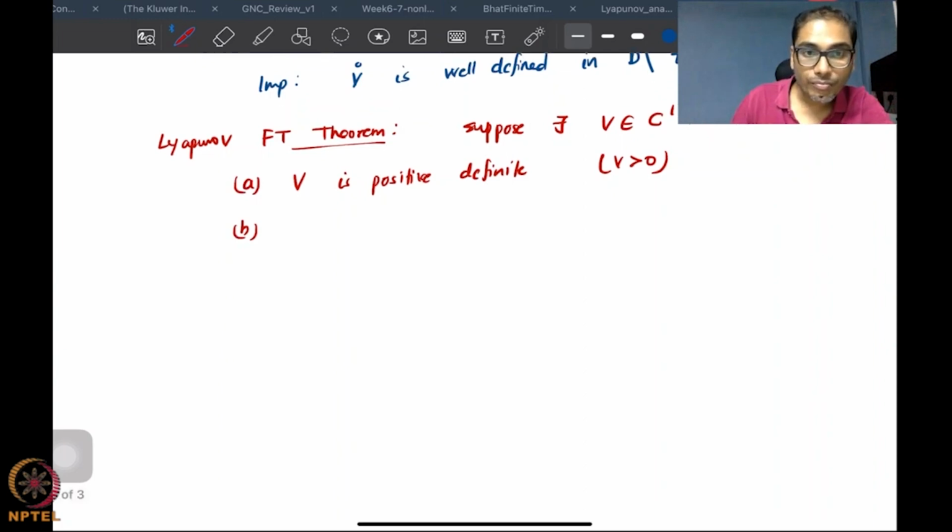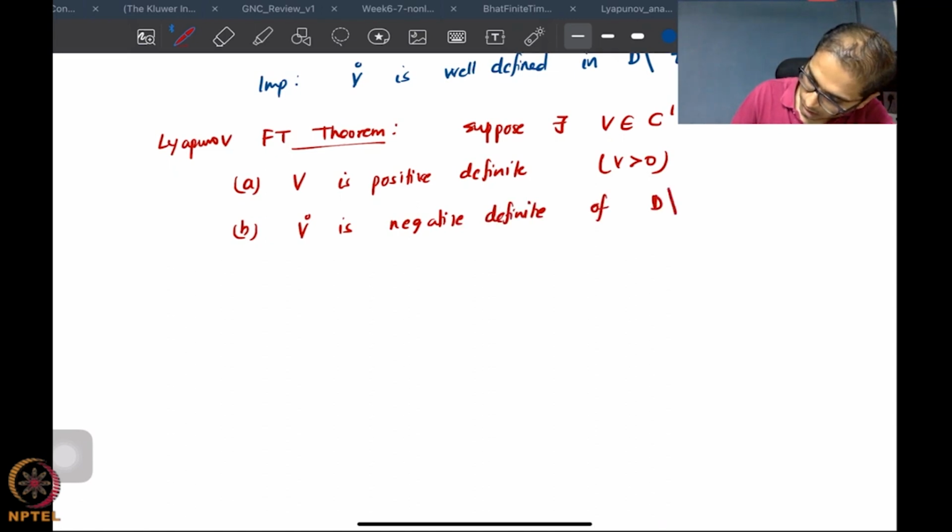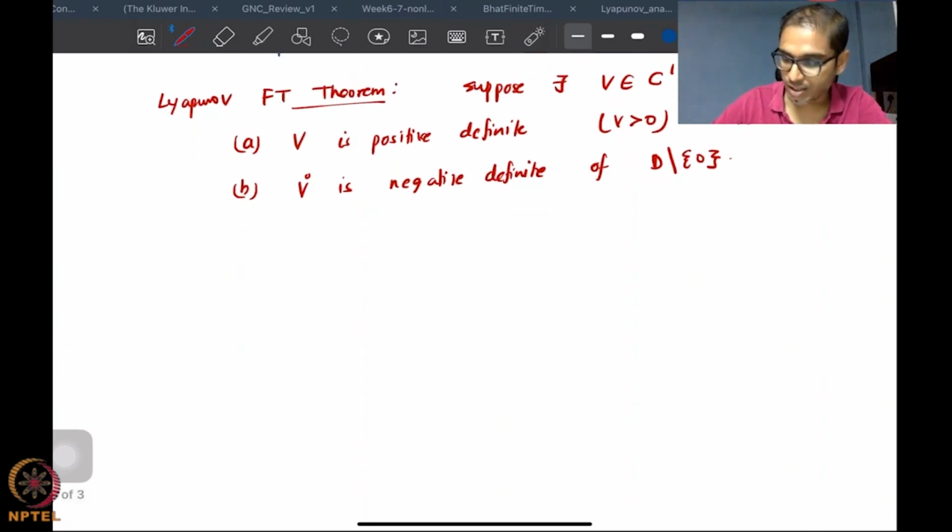Next, V dot is continuous. Well, V dot being continuous is already evident from the fact that V is C1. So V dot is negative definite on the deleted neighborhood, right? On the deleted neighborhood of the origin. So it's negative definite, but you need to verify only on the deleted neighborhood of the origin.